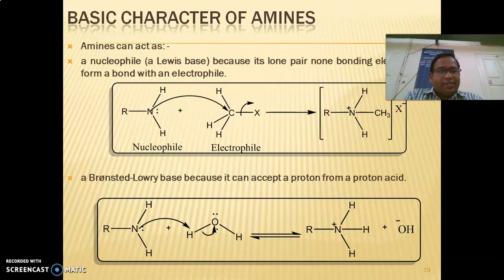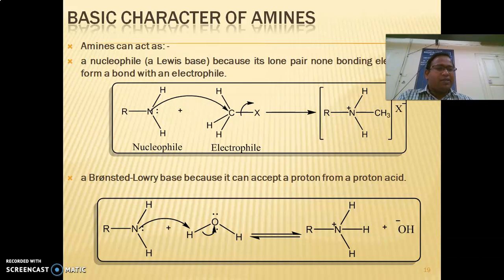So in this slide, previously we have studied the preparation of the amine by different methods, and also we studied the distinguishing test between primary, secondary, and tertiary amines by the nitrous acid test. Now we are going to study the basicity of the amine.